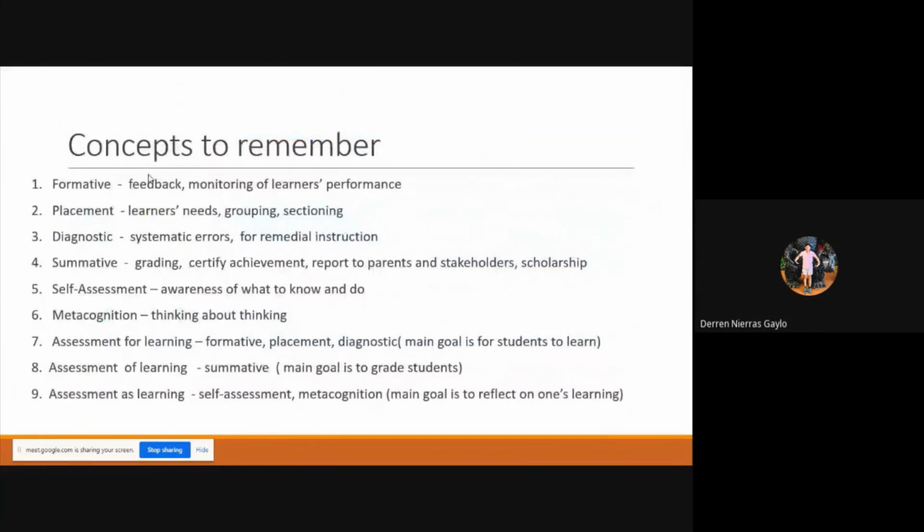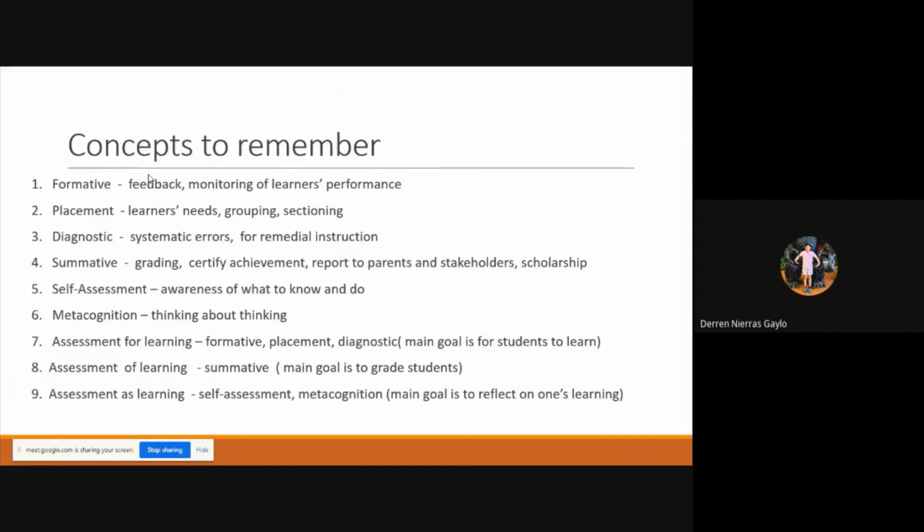So here are the things that you need to remember. When you say formative assessment, look for the terms feedback or monitoring of learners' performance. When you say placement assessment, it's more on learners' needs. It's more on putting them into groups or placing them in different sections. If you have diagnostic assessment, it's more on finding the systematic errors for teachers to do remedial instruction, or the difficulties of the learners. That's diagnostic.